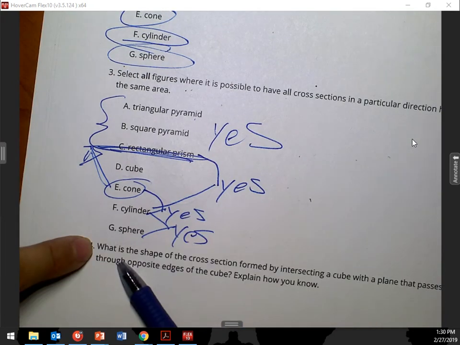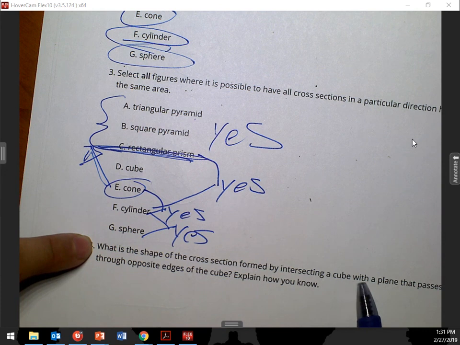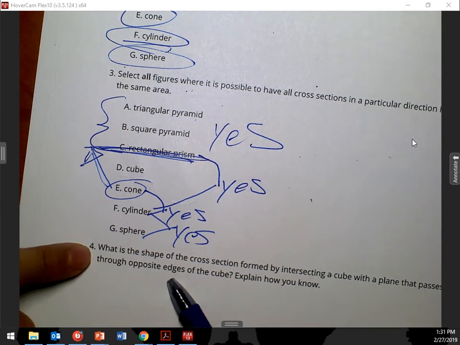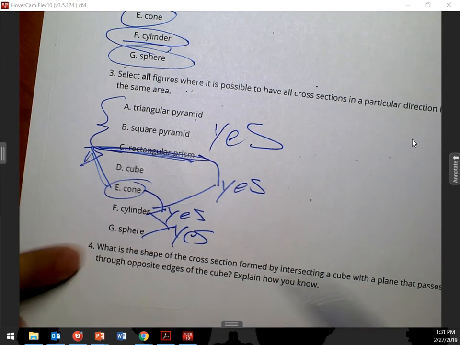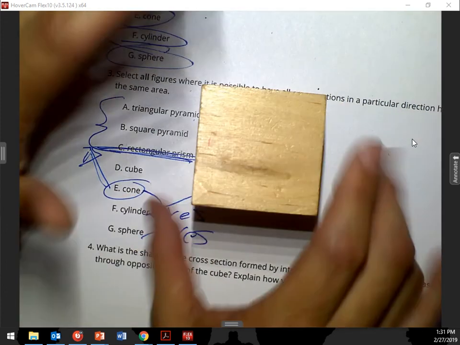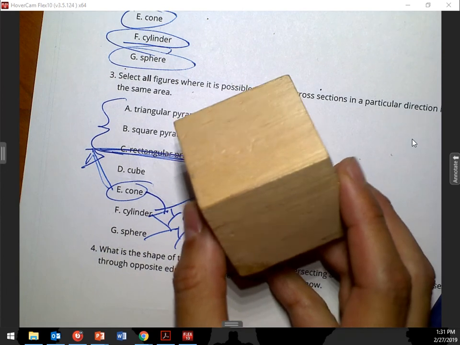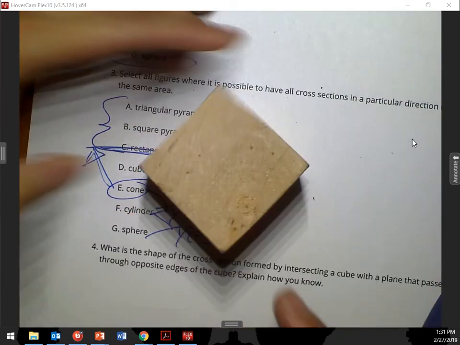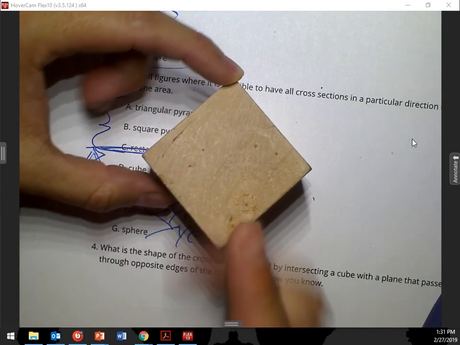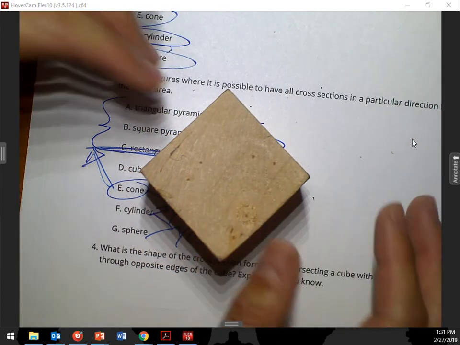Alright, what is the shape of the cross section formed by intersecting a cube with the plane that passes through the opposite edges of the cube? So, opposite edges of a cube. Now, I want you guys, here's my three-dimensional cube, right? So, I'm going to slice it, and you guys are going to watch me. I'm going to slice it right here, from here to here. But this is what it's going to look like in a two-dimensional shape.